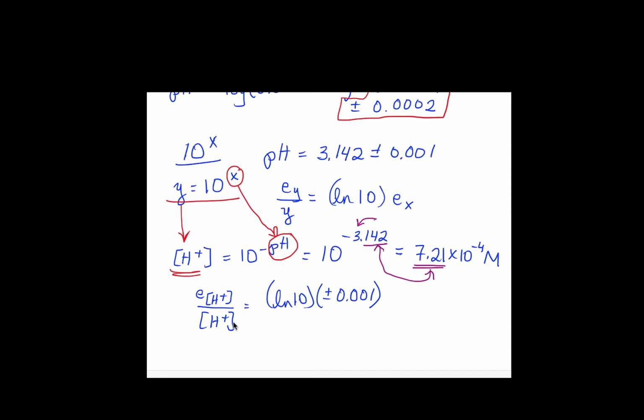So when we plug in 7.21 over here, actually what I'm going to do is I'm going to calculate the uncertainty for the H+. So I'm just going to go ahead and multiply this guy by the right-hand side.